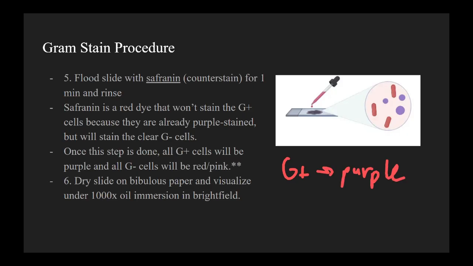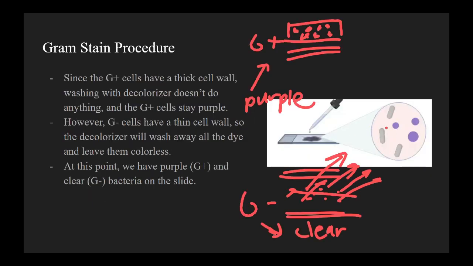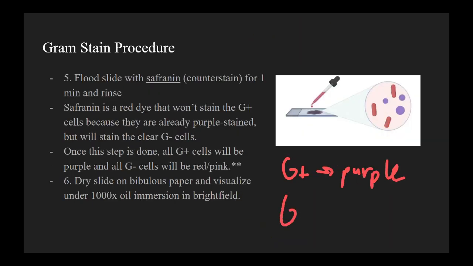And then the ones that just turn clear because of the decolorizer, the gram-negative, right? The gram-negative go from clear to red because the safranin will selectively go into those cells since they don't have any dye. So once this step is done, all the gram-positive cells will be purple, and all gram-negative will be red/pink.